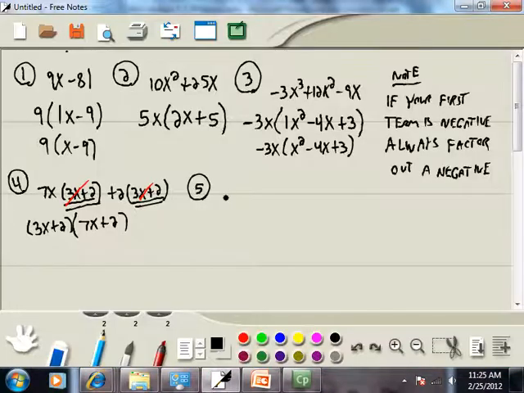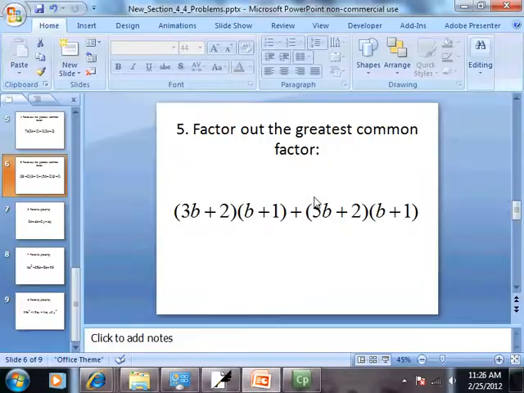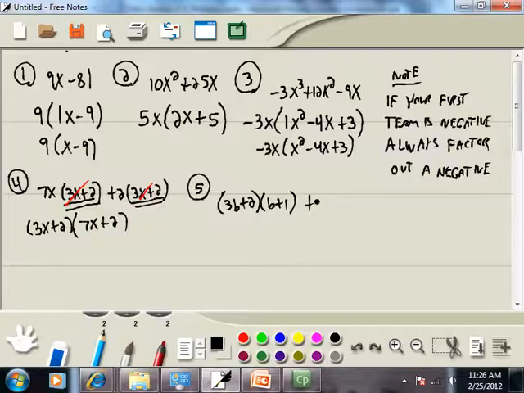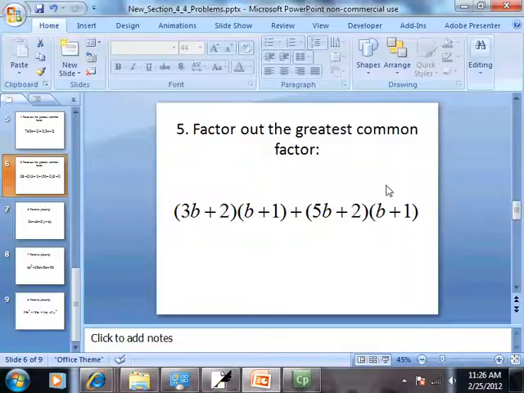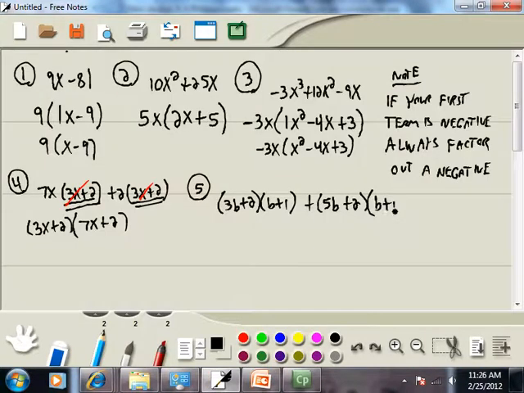Let's look at our fifth example. We've got (3b + 2)(b + 1) + (5b + 2)(b + 1). Now, our first thing we notice is that they both have a b plus 1. So they already have something in common that's pretty obvious. So we can factor that b plus 1 out in front.